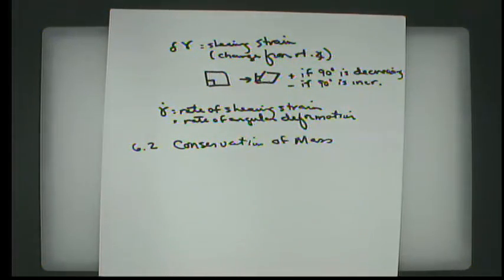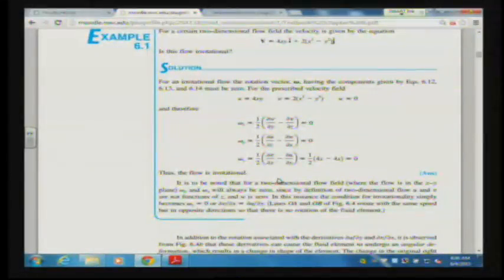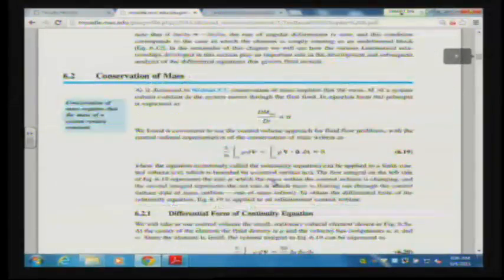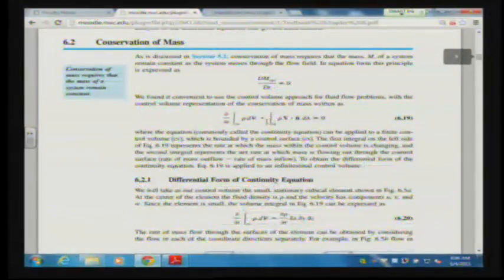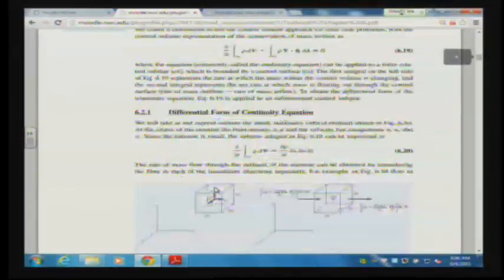So we're going to look at this idea in terms of the material derivative, and we're going to go back and take a look at what we looked at in terms of the boundary on the control surface and in the control volume, and we're going to just reduce this to a differential form of the continuity equation.